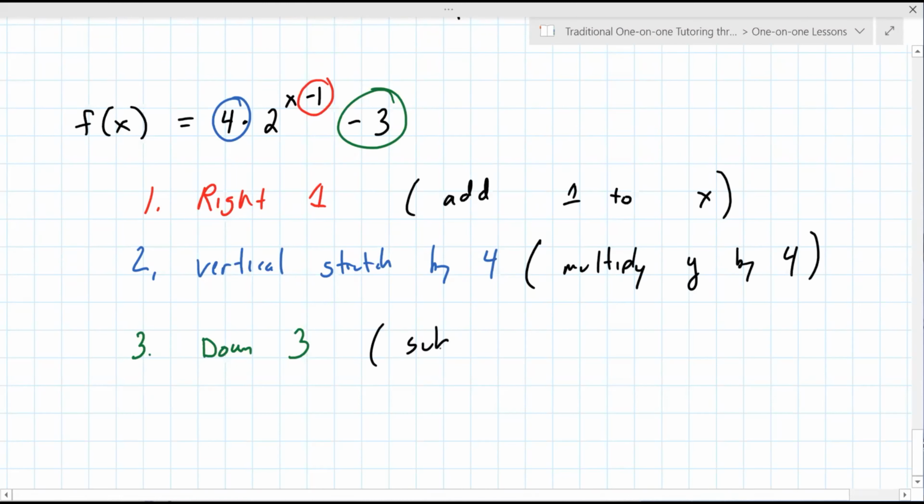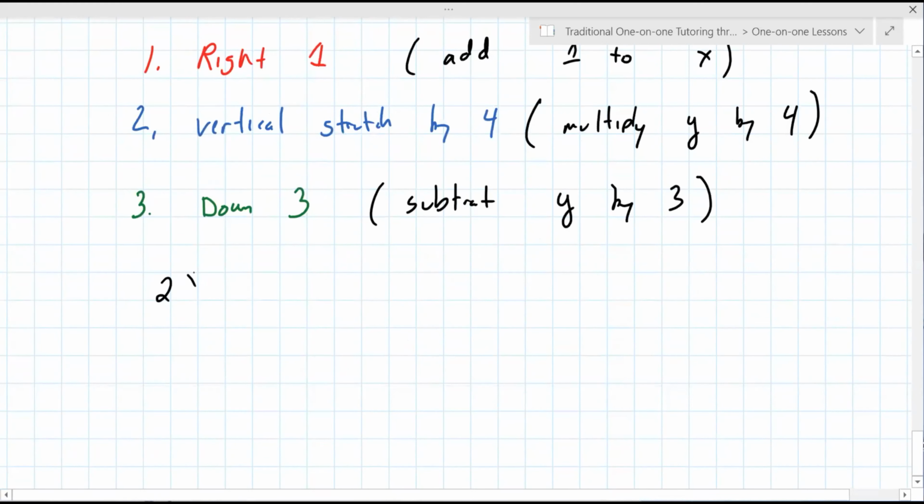Then you subtract y by 3. So you have to know what you're doing and which variable you're doing it to. All right. And again, I don't really like this way, but it is kind of the way it's taught, I guess. I think there's better ways, but let's just go with this.